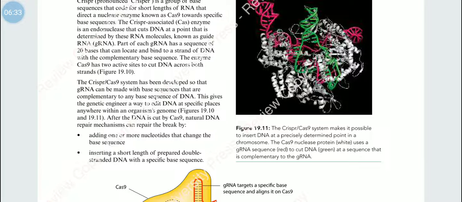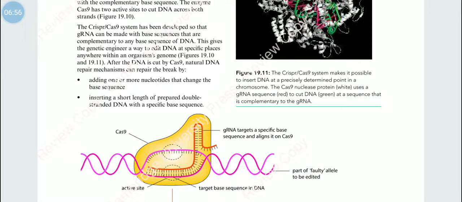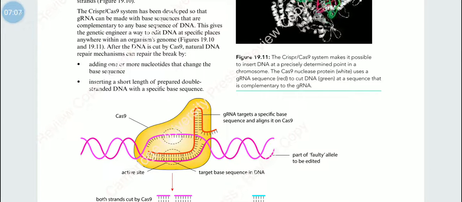This CRISPR-Cas9 system is developed so that gRNA can be made with base sequences that are complementary to any base sequence of DNA. As a result, the genetic engineer will be able to edit DNA at specific places anywhere within the organism's genome.